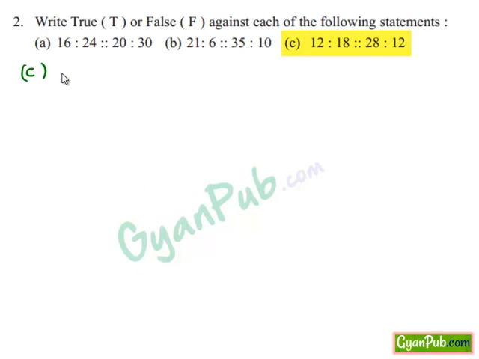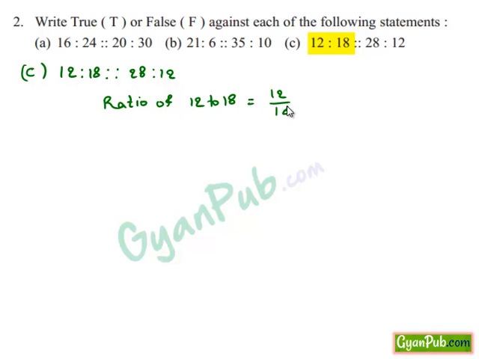Take the C bit, that is, 12 is to 18 is in proportion with 28 is to 12. We have to say whether this is true or false. So first find out the ratio of 12 to 18. This can be written as 12 upon 18. We know that 12 is equal to 2 times 6 and 18 is equal to 3 times 6. So by rewriting the fraction, we get 2 times 6 upon 3 times 6, and 6 in the numerator and 6 in the denominator gets cancelled, which gives the ratio of 12 to 18 as 2 upon 3.